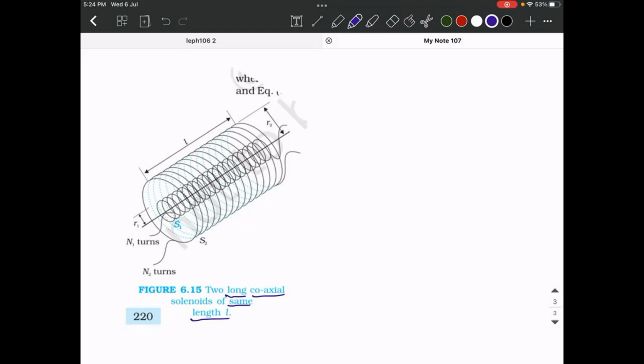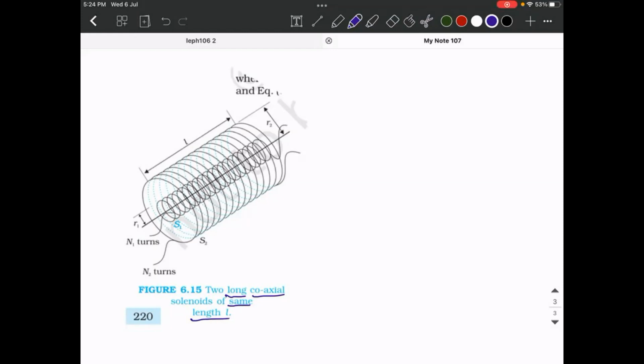So if you try to understand the scenario, look at the diagram. There are two solenoids, S1 and S2. Generally if they use coils, they will write it as C1 and C2. If they use solenoid, they write it as S1 and S2. So solenoid 1 has a small radius R1 and solenoid 2 has a radius of R2.